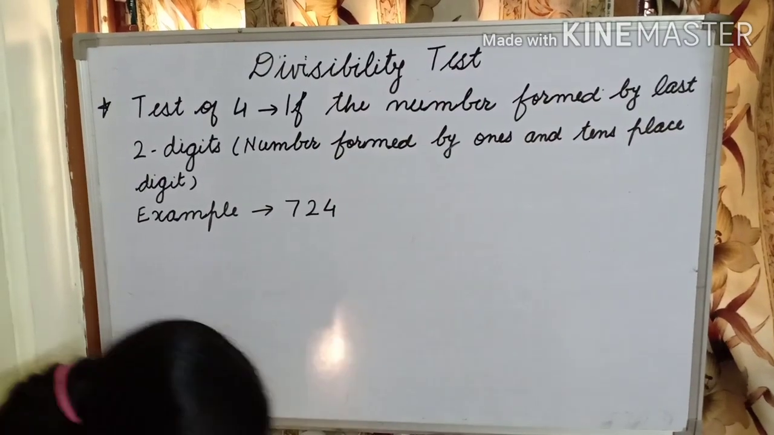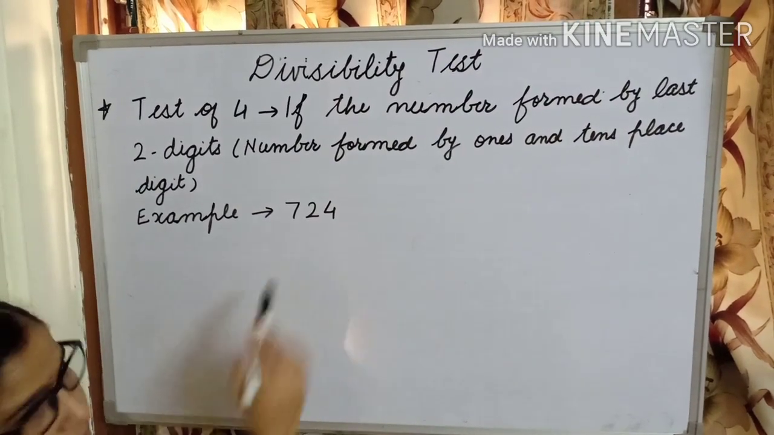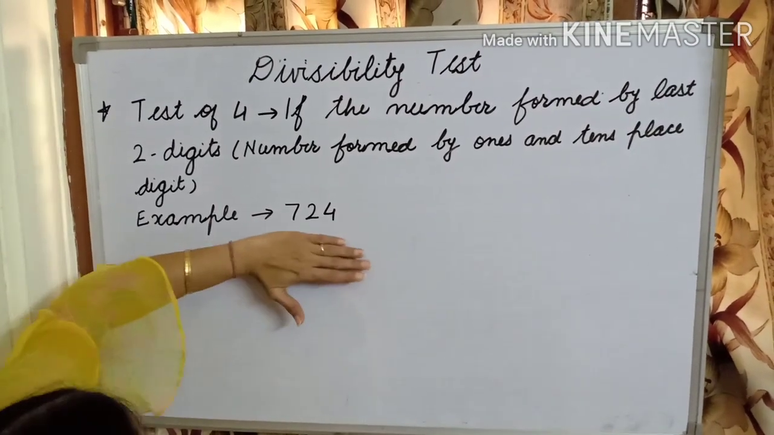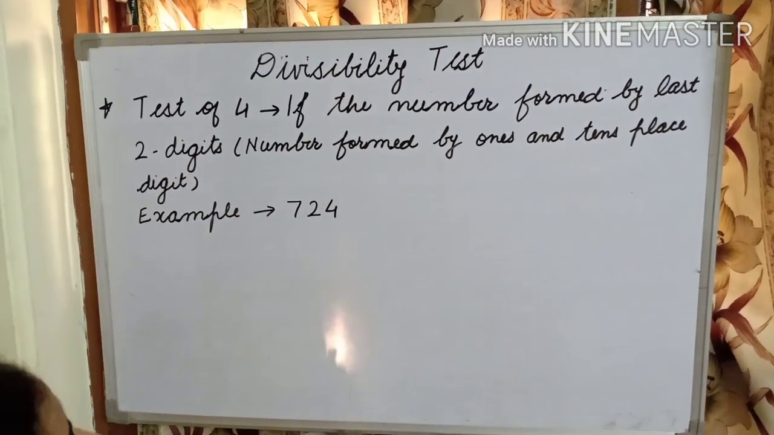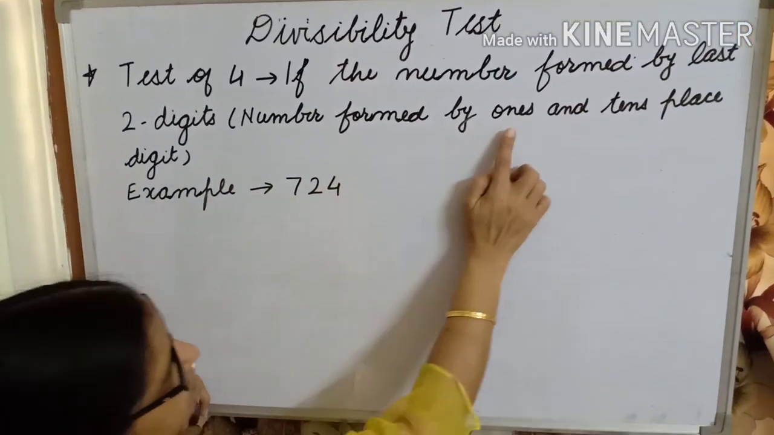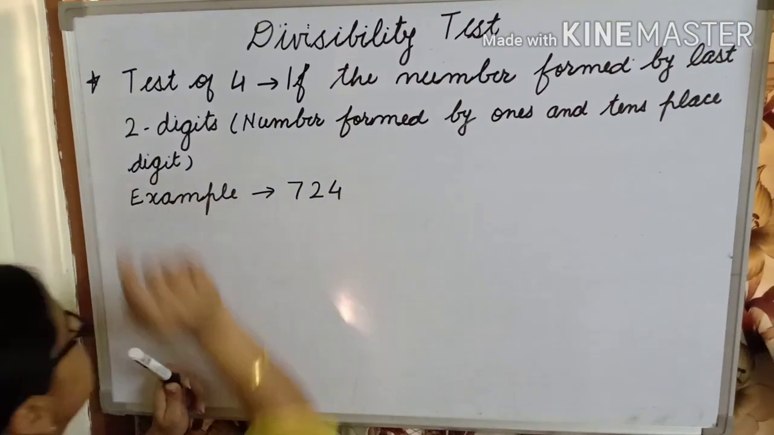What I have written? 724. For this test of 4, what you will do? What you will check? You will check the number formed by ones and tens place digits.